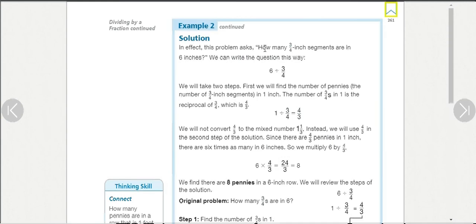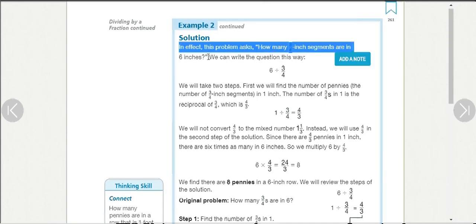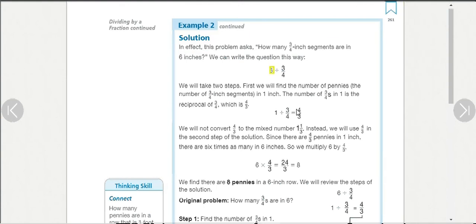In effect, this problem asks, how many 3/4 inch segments are in 6 inches? You can write it as 6 divided by 3/4. We will take 2 steps. First, we'll find the number of pennies, 3/4 inch each, in 1 inch. The number of 3/4 in 1 is really the reciprocal, 4/3. Not just 1, but 4/3 gets us exactly 1, because any number times its reciprocal is 1. 1 divided by 3/4 is 4/3. Don't convert 4/3. Instead, keep it as 4/3. Multiply 6 by 4/3.